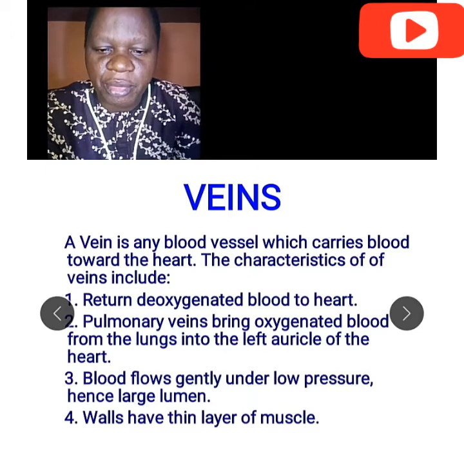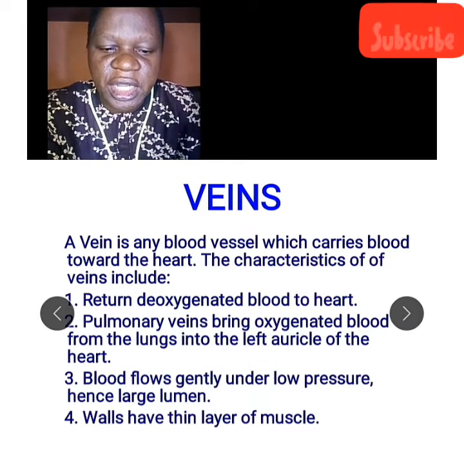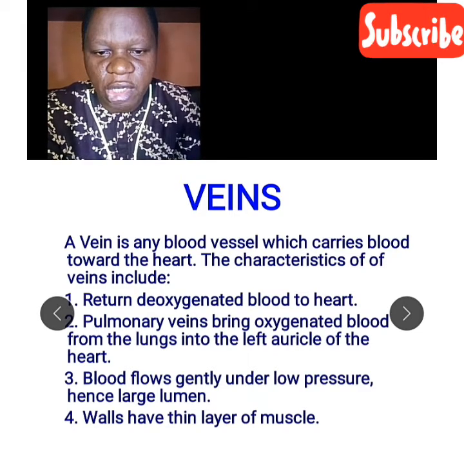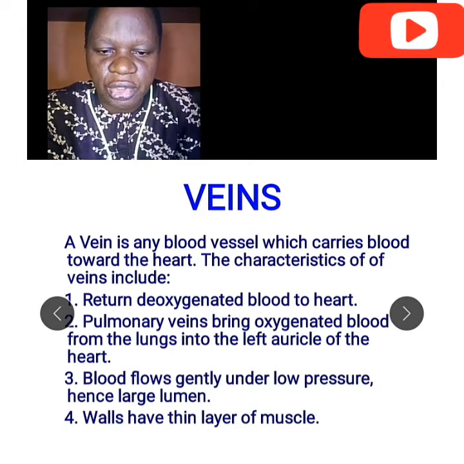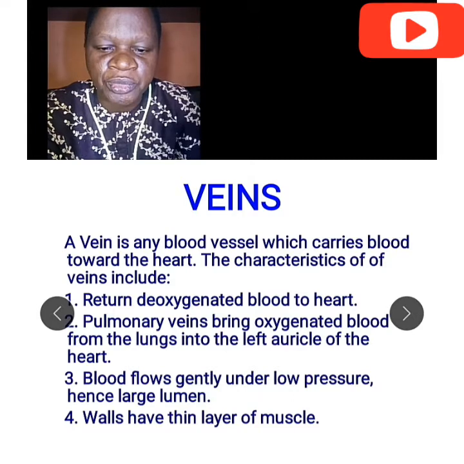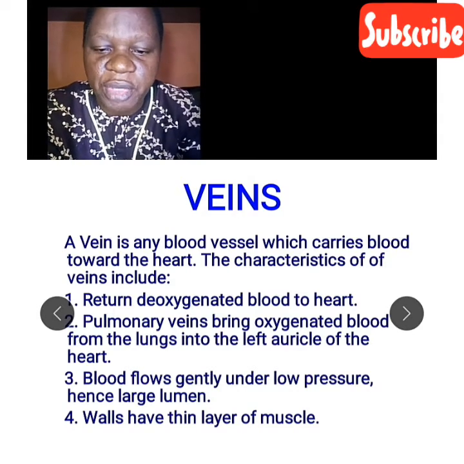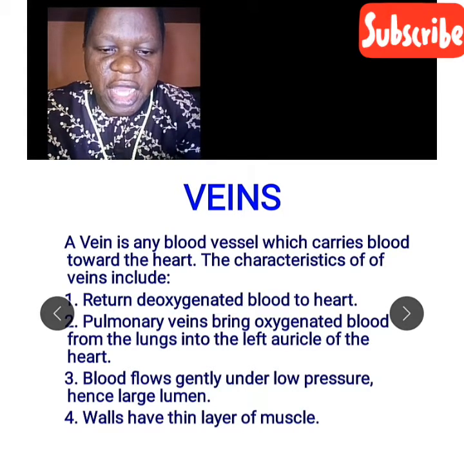And apart from that, the walls also have a thin layer of muscle. All this is because the blood flowing in the vein is at a low pressure. So because it's of low pressure, there's a large lumen. Because of low pressure, the layer is also thin.